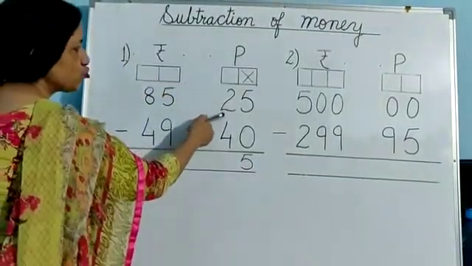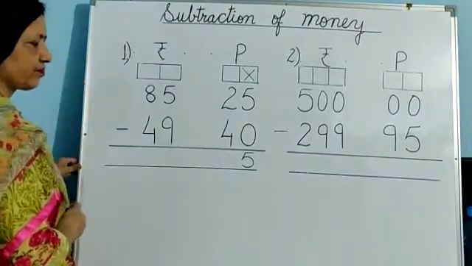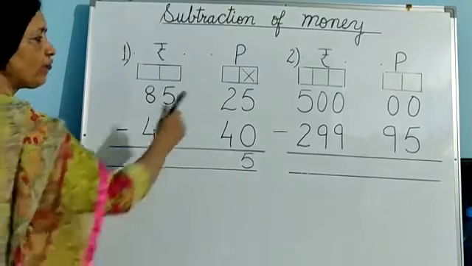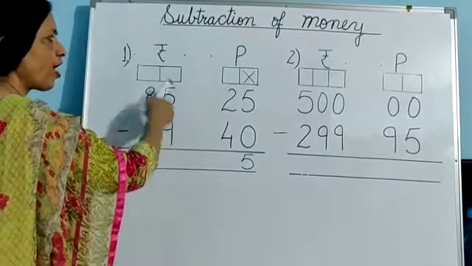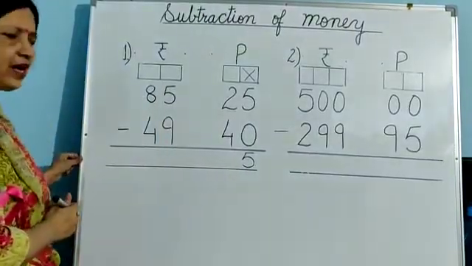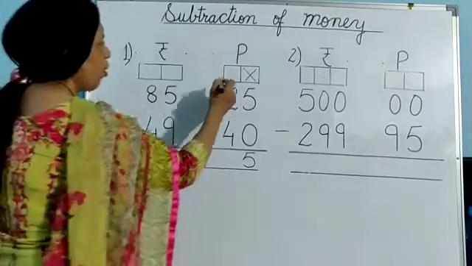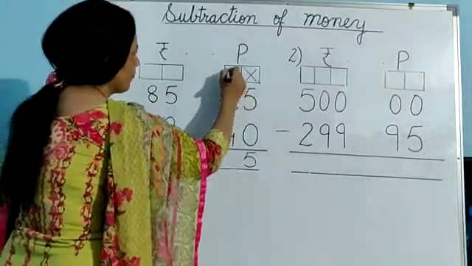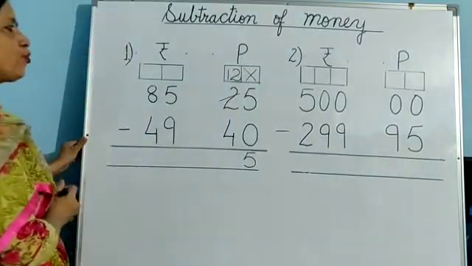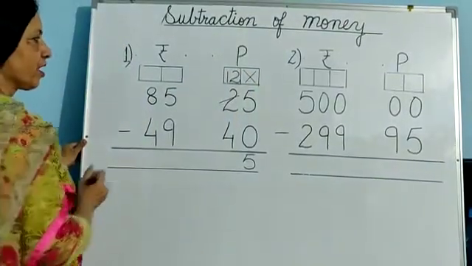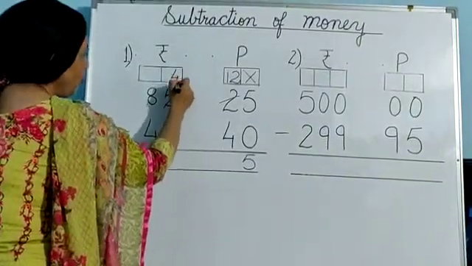Now next is 2. Now this 2 is smaller. Now what will this 2 do? This 2 will borrow 1 from 5. Clear beta? Now it will become 12. It has borrowed 1 from 5. It has become 12. This 5 has given 1, so it will become 4.